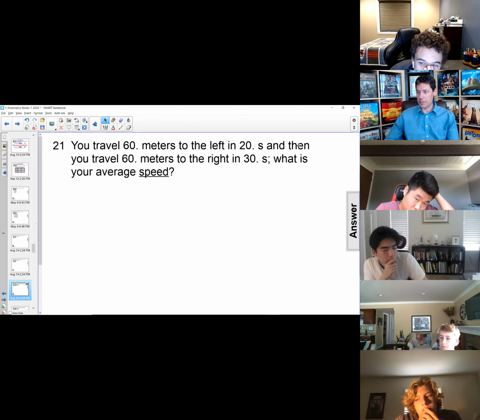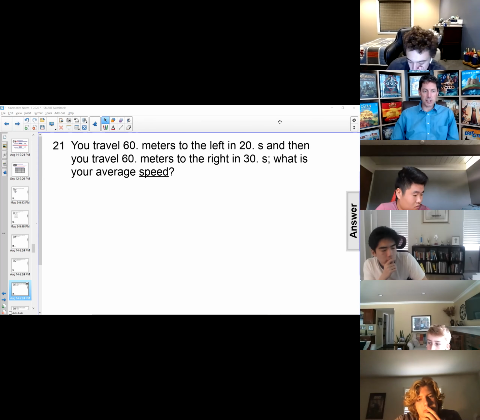All right, you travel 60 meters to the left in 20 seconds. Then you travel 60 meters to the right in 30 seconds. What's your average speed?